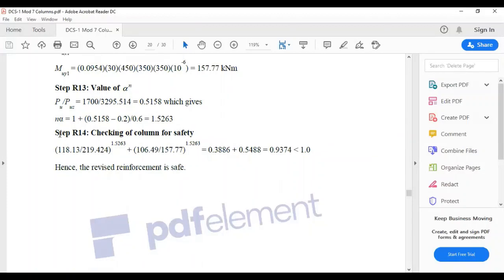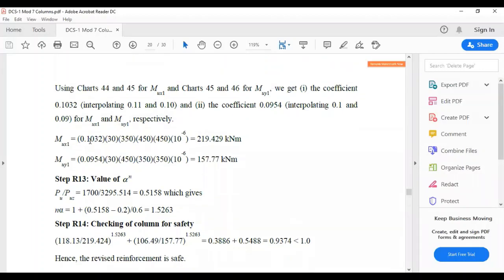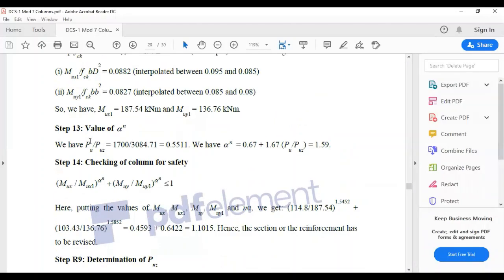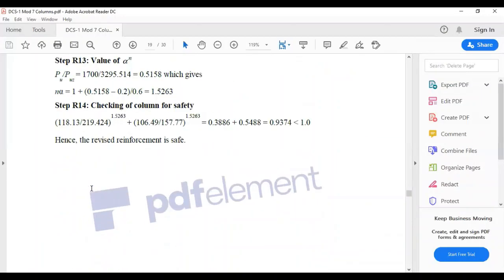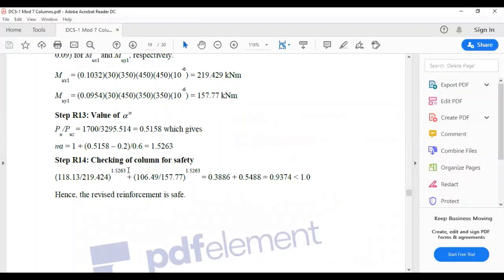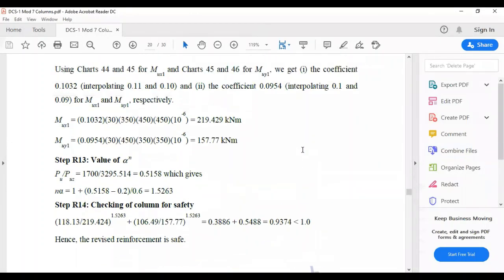Now again we'll revise step 14 and check for safety of the column. Now using the same formula, we'll substitute the new values of MUX, MUX1, MUY and MUY1 in here. So substituting all the values, we get 0.9374, and this value is less than 1. This means the revised reinforcement is safe. So this is how we design a slender column.